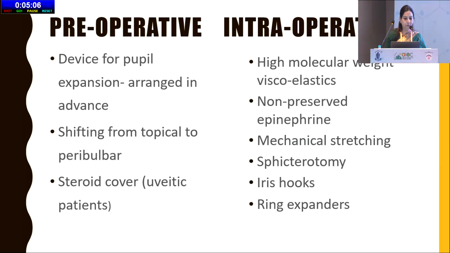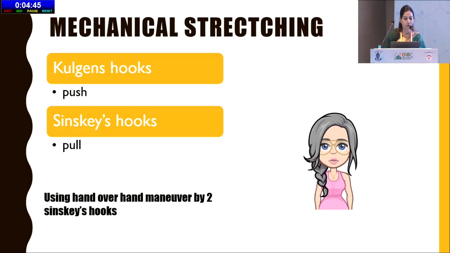In these cases you can use various devices for pupillary expansion, shifting from topical to peribulbar. It is the best choice in these cases because the iris will be manipulated, so the patient may feel pain. So it is better to give the peribulbar block. High molecular weight viscoelastic agents and iris hooks can be used, and you can stretch the iris with the Sinskey hooks also.